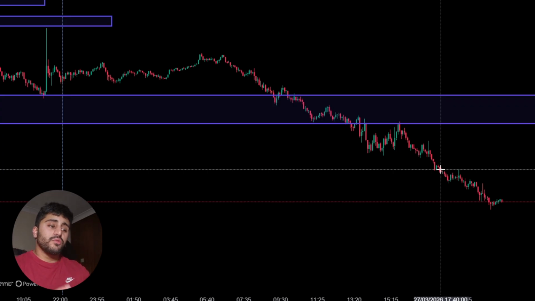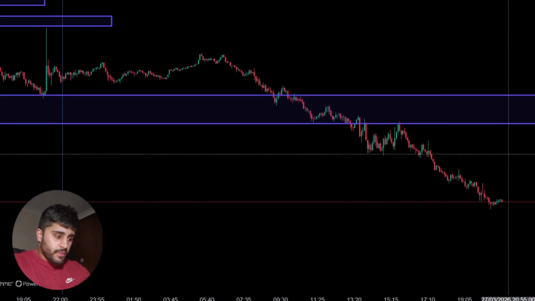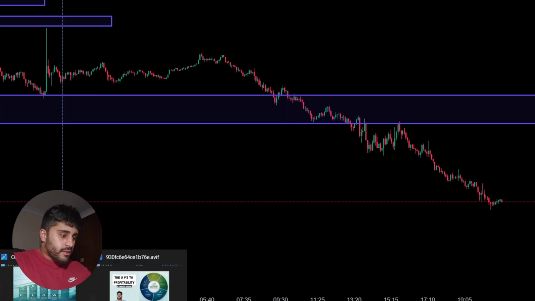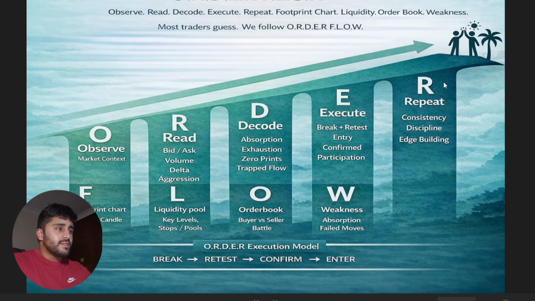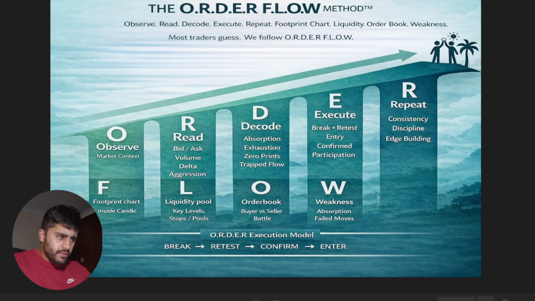However you find your key levels, the most important thing is to go through what I'm going to go through now, which is the order flow, the footprint charts, the absorption. So I made a bit of an acronym here just to describe how it works. This is sort of the order flow method, if you like. So what does the order flow method stand for? It is O for observe, R for read, D for decode, E for execute, and R for repeat.